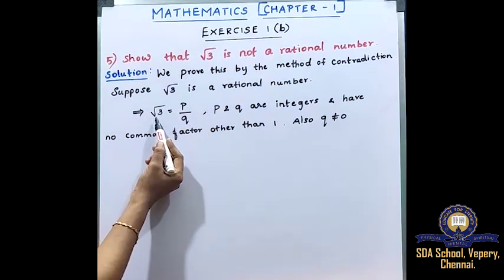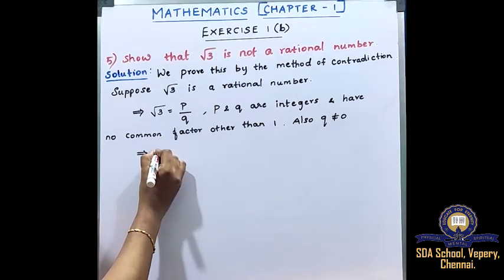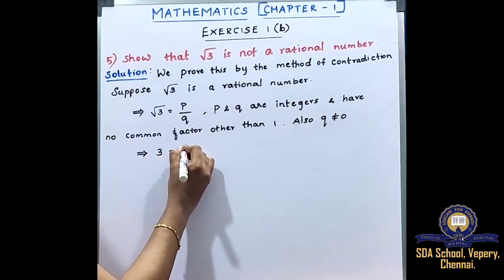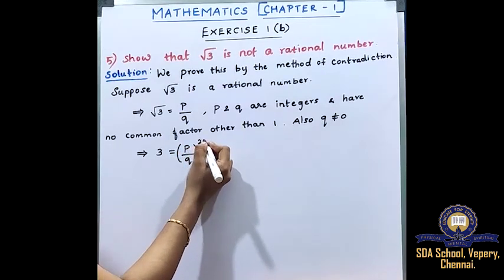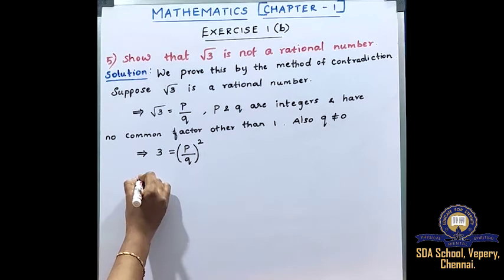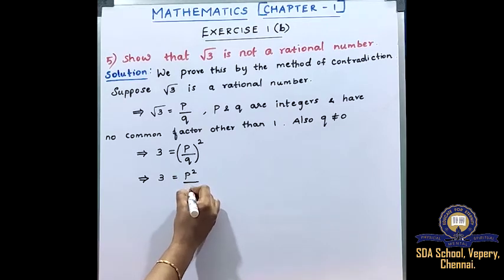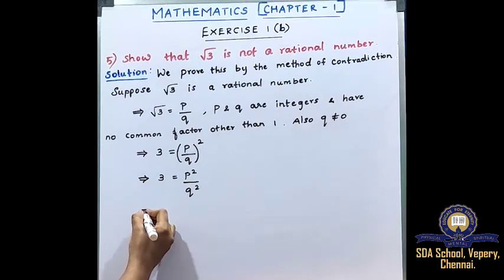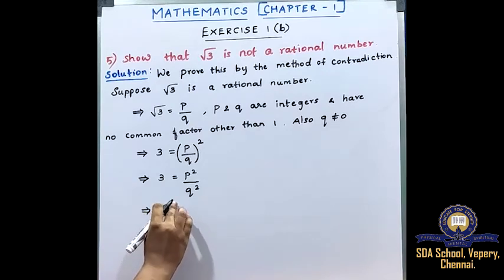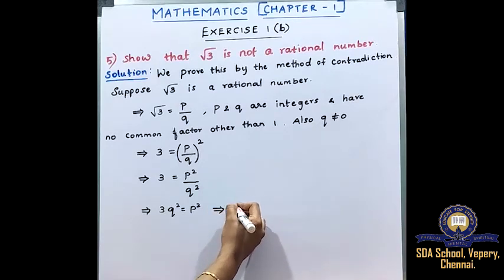Now next, you have to square on both sides. If you square on both sides, what will you get? 3 equals p by q the whole square, right? Now if you apply this square inside the bracket, we will get 3 equals p square by q square. Now if you bring this q square to the other side, we will get 3q square equals p square, right? So from this we can write p square equals 3q square.